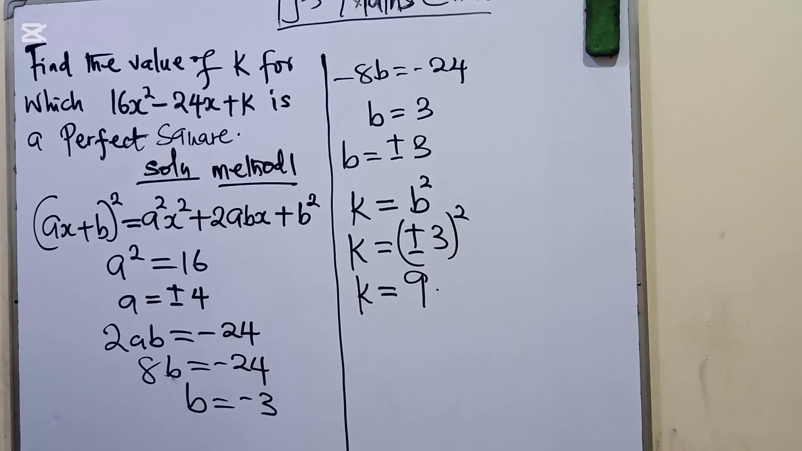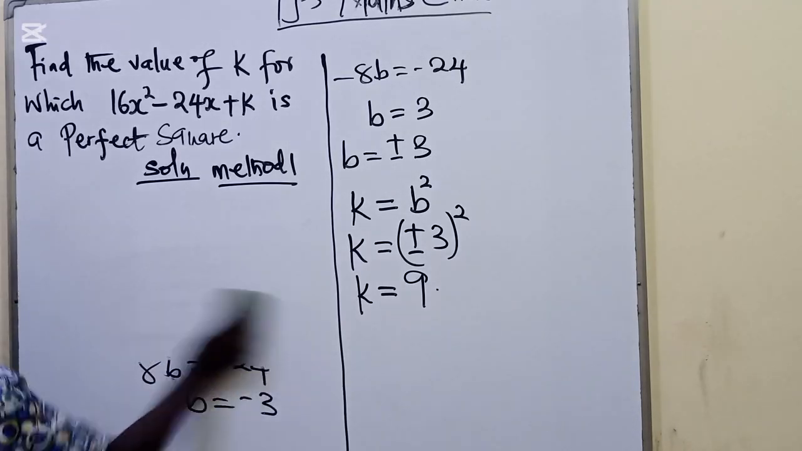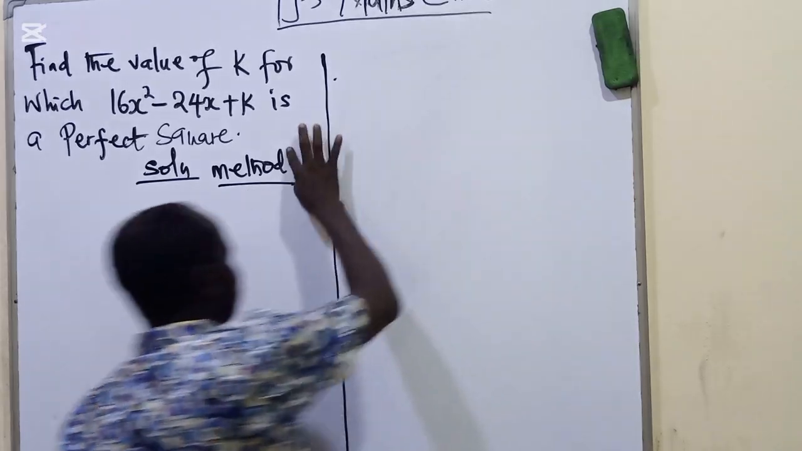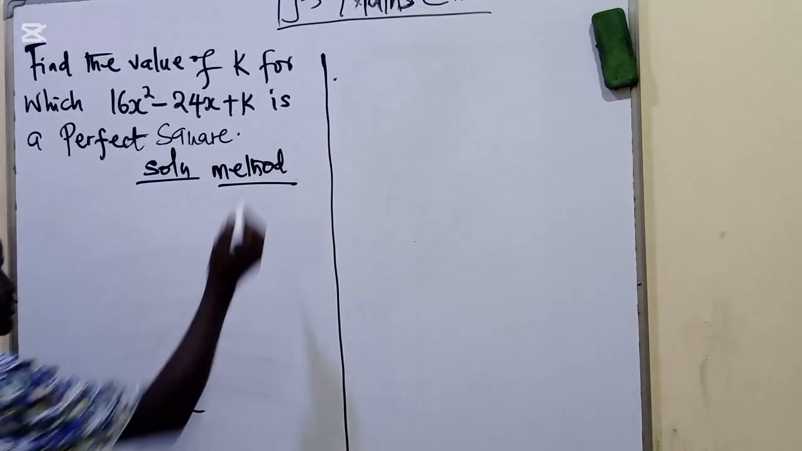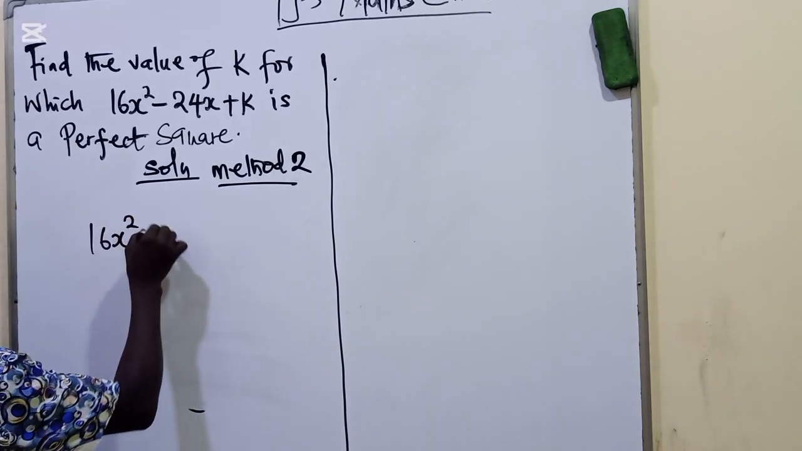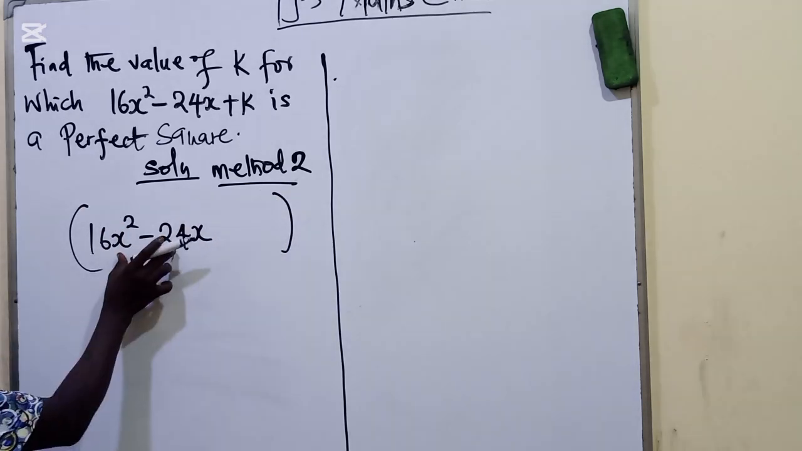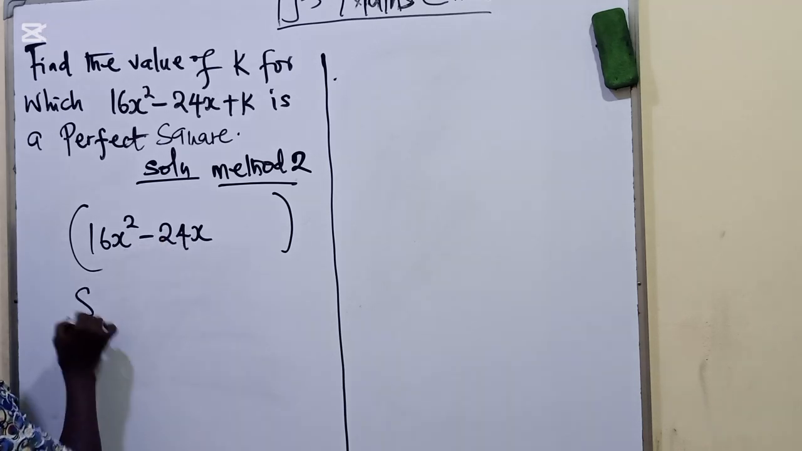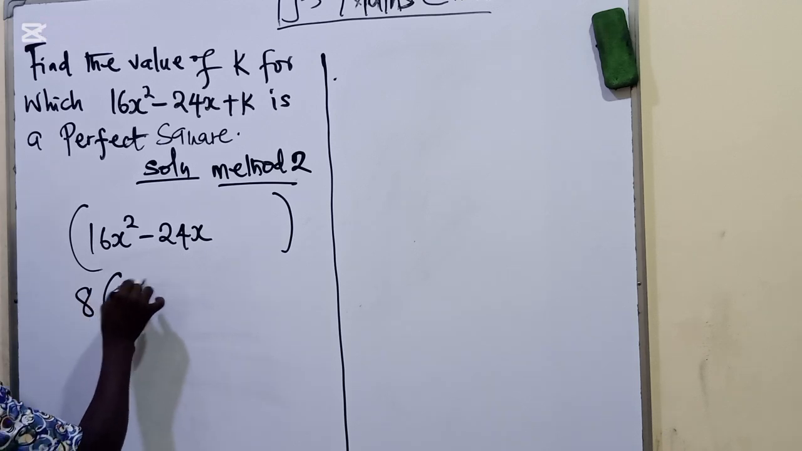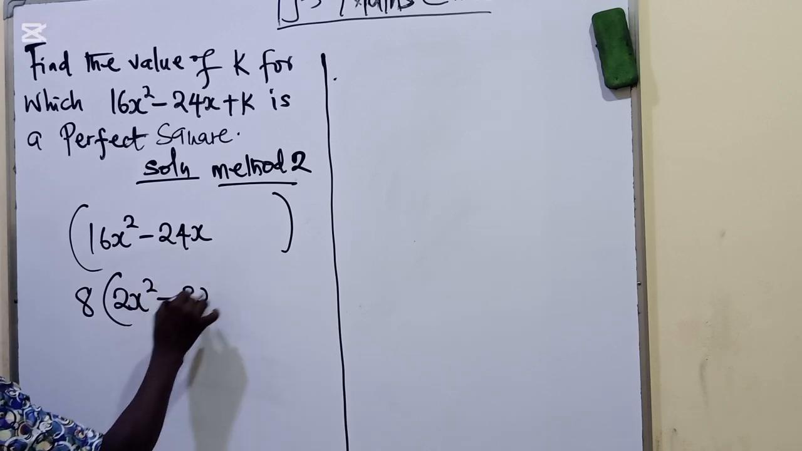So this is method 1. Let's quickly look at method 2. Permit me to clean method 1 so that we can look at method 2. Are we going to still get 9? Let's see. Then you choose which method is easier. Method 2 now. We have 16x squared minus 24x. Let's put this in a bracket, then we leave space here. What is common here is 8. Let's factor out 8. 16x squared divided by 8 will be 2x squared, minus 24x divided by 8 will be 3x.